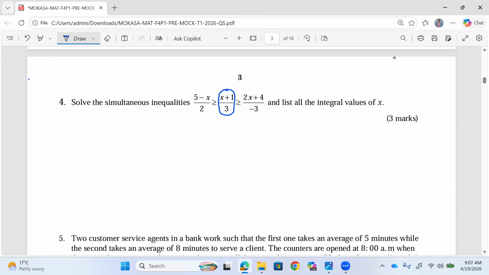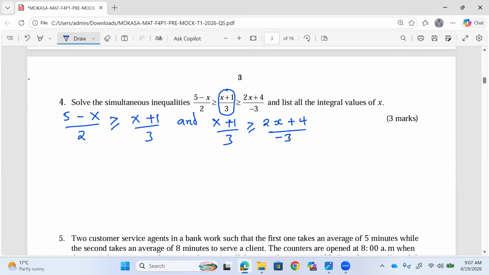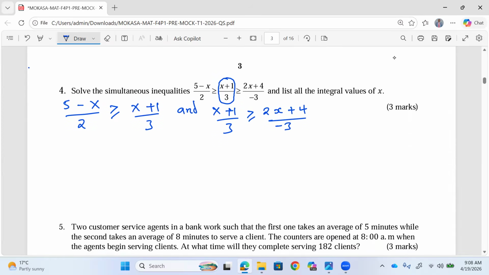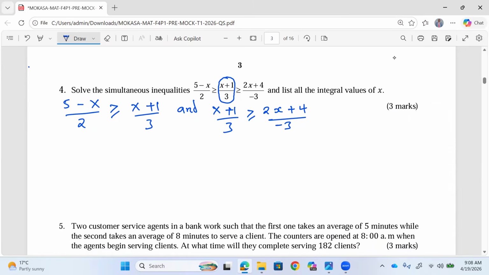So we extract the first one, ensuring that it bears the middle part. So it's (5 minus x) out of 2 greater than or equal to (x plus 1) over 3. That is the first one. Then for the second one, we ensure again it bears the middle part, which is (x plus 1) out of 3 greater than or equal to (2x plus 4) out of negative 3. So now, after splitting the compound inequality into two simple statements, we can solve each.